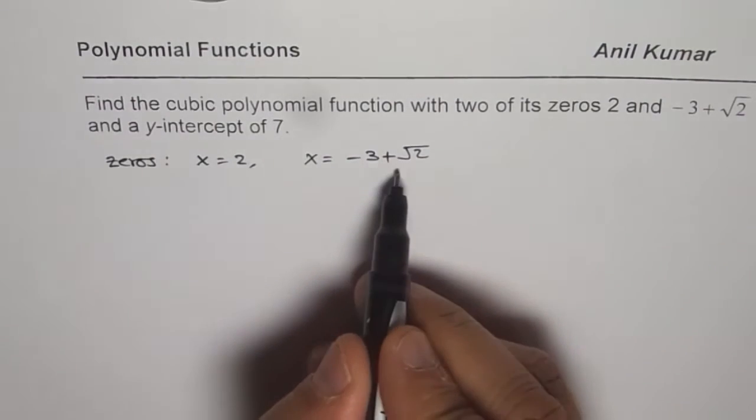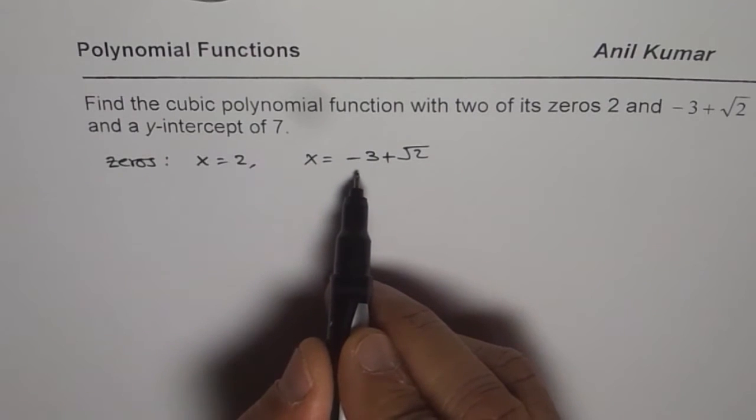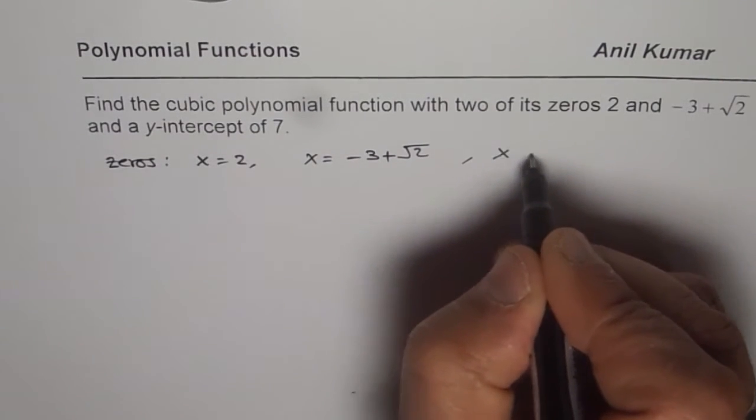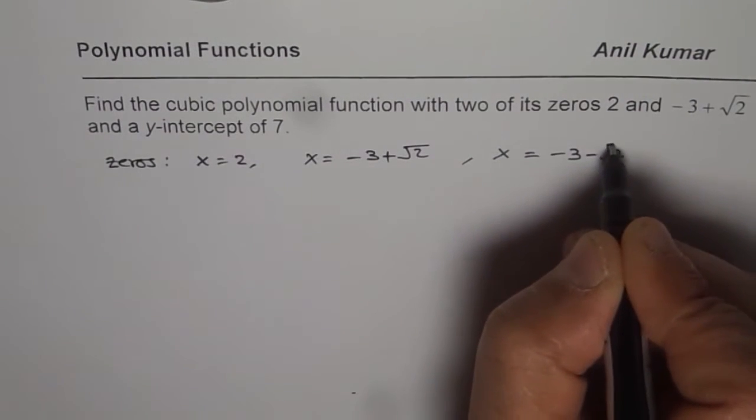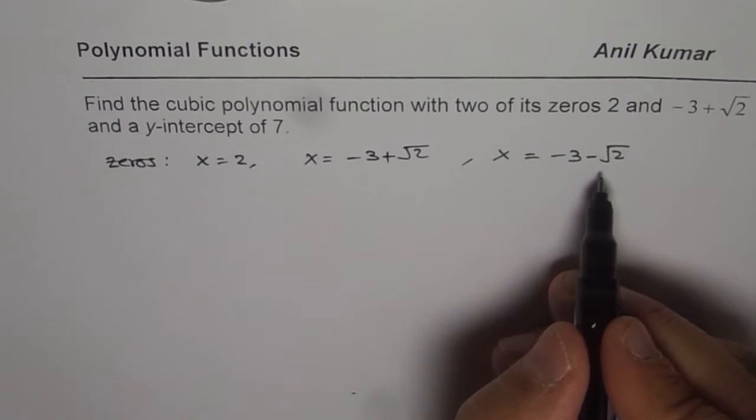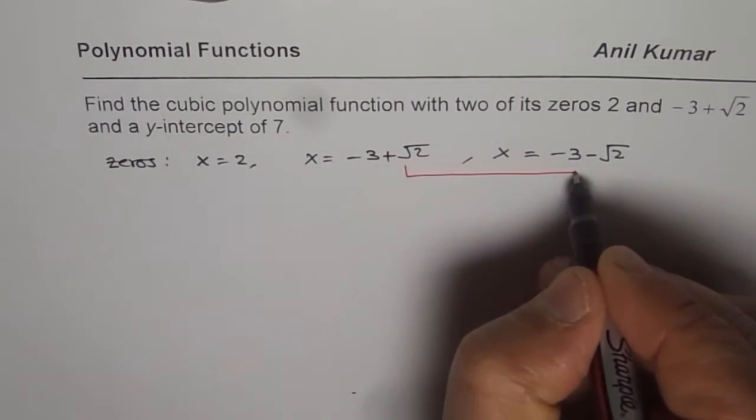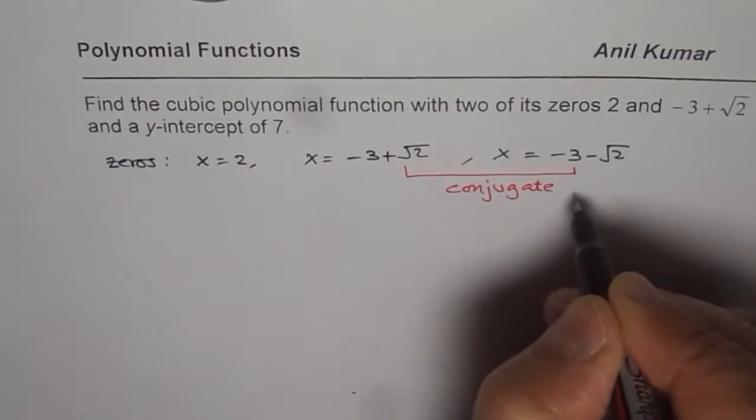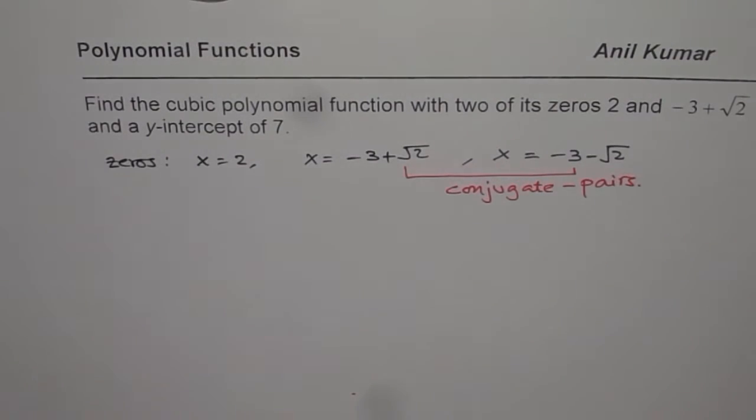Remember that these zeros are always conjugate pairs. So if we have one zero at minus 3 plus square root 2, the other zero should also be there at minus 3 minus square root 2, right? So that is very important to understand. These zeros always exist in conjugate pairs. So that is key to solve this question.